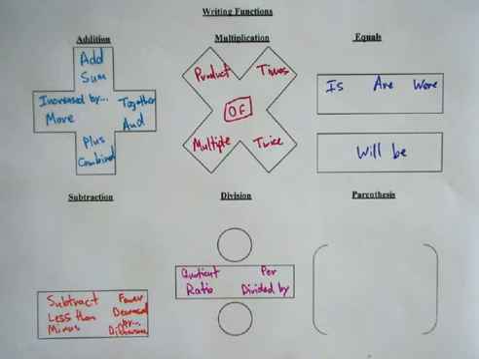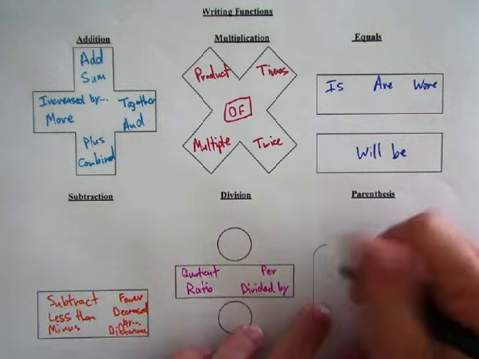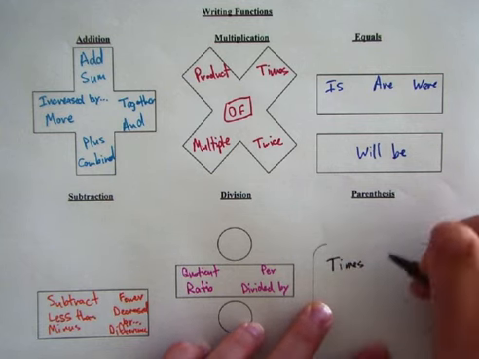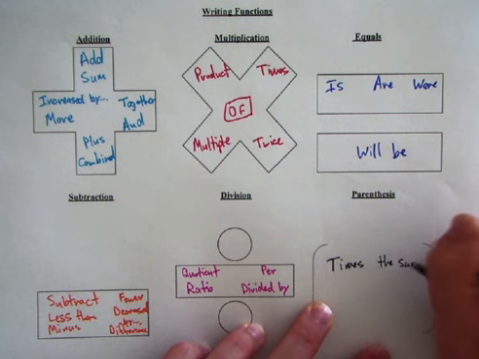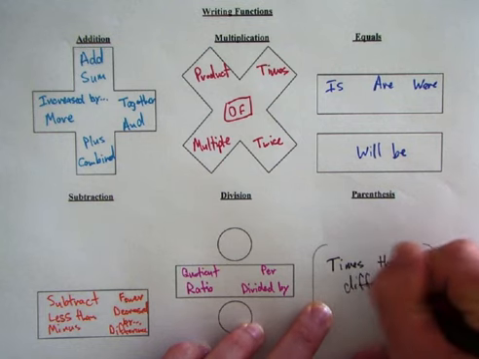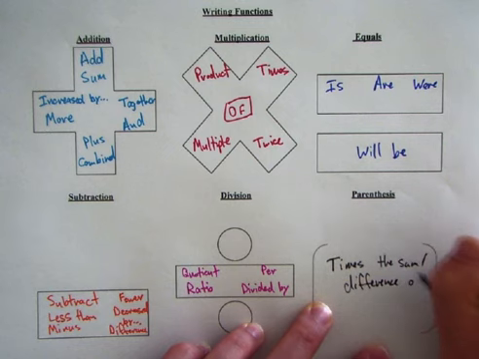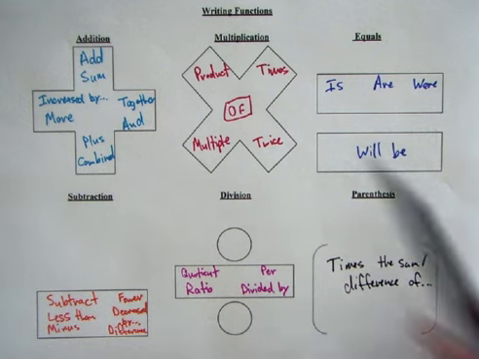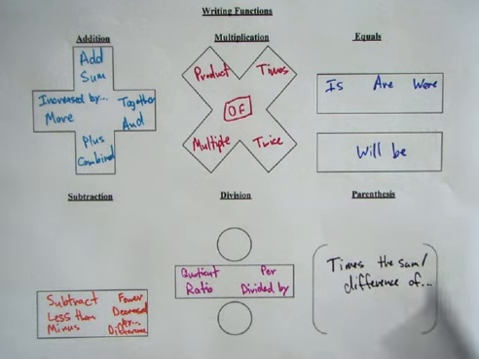And then finally we've got parentheses. Finally we've got this parentheses down here, and this means times the sum or difference of. So we might say 4 times the sum of x and 7 is 8. That means 4 parentheses x plus 7 equals 8. So these are just words that we might use to represent what's going on in a given function.